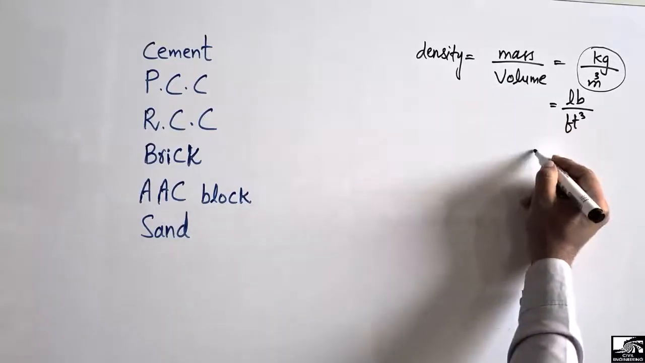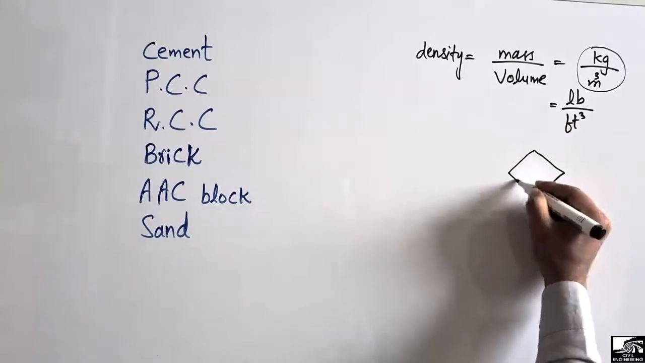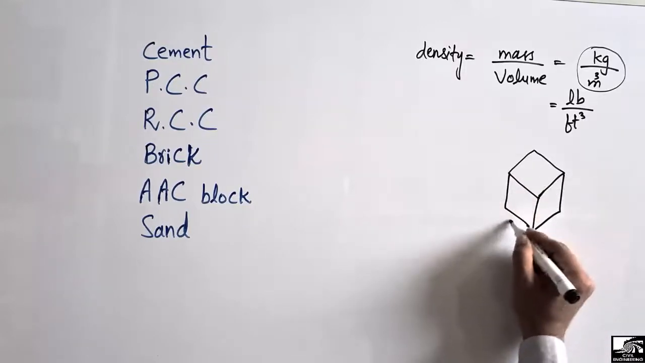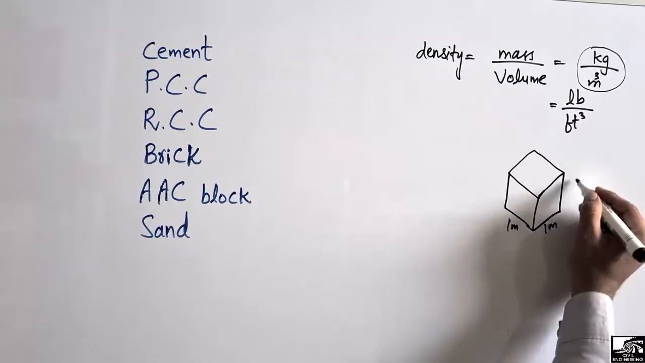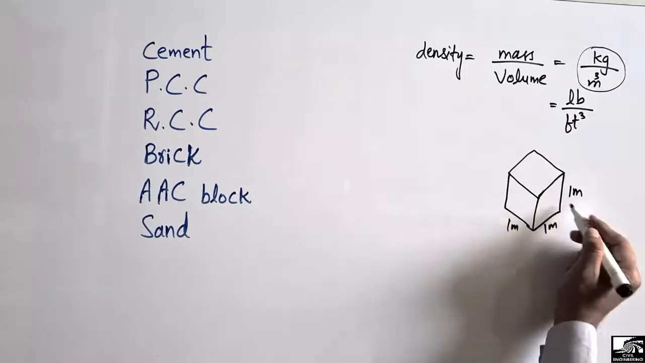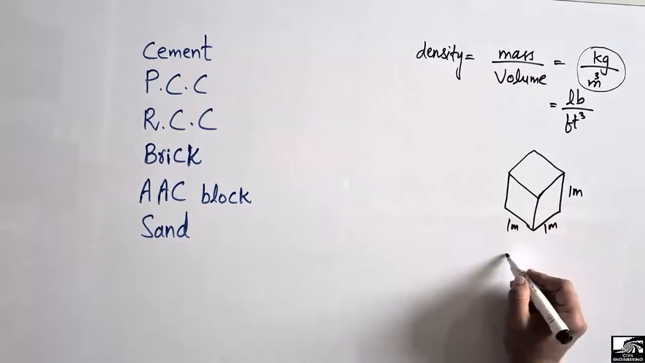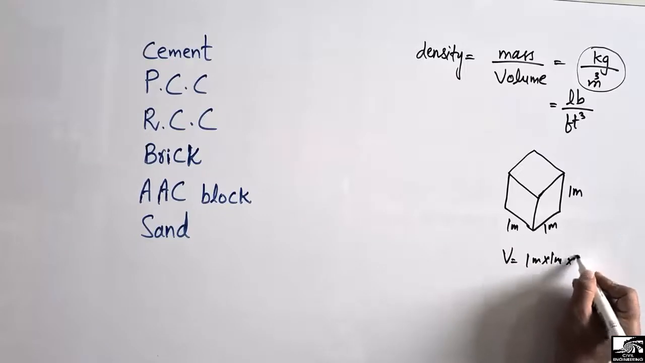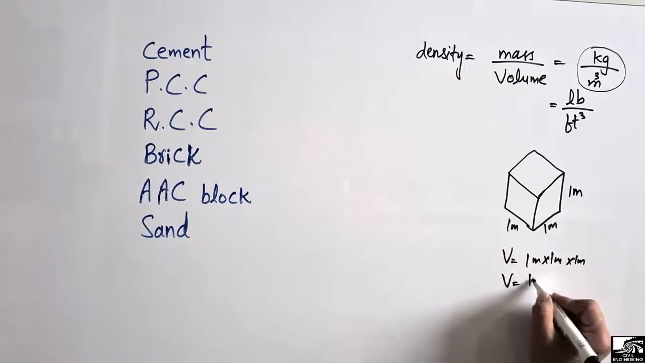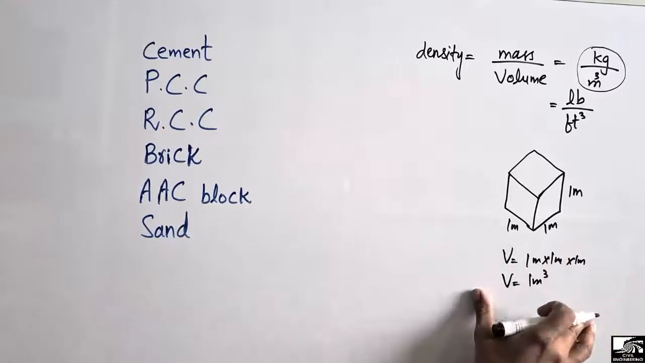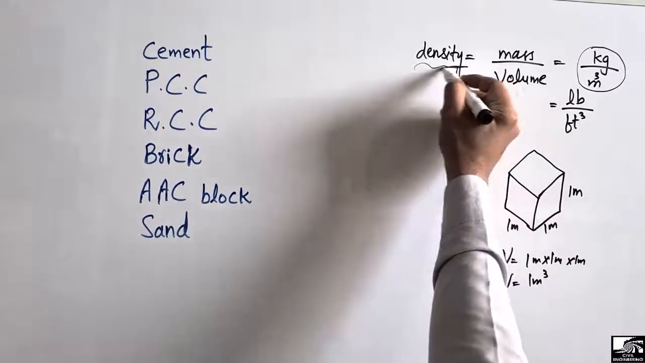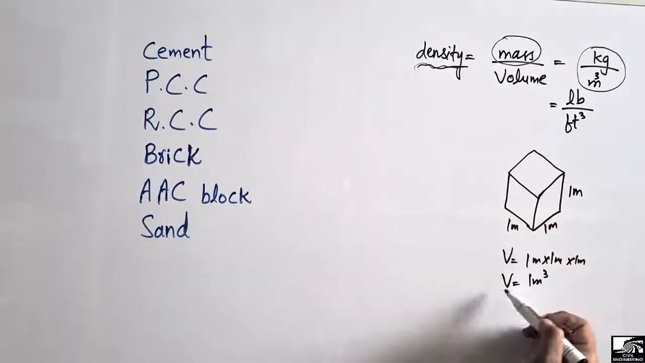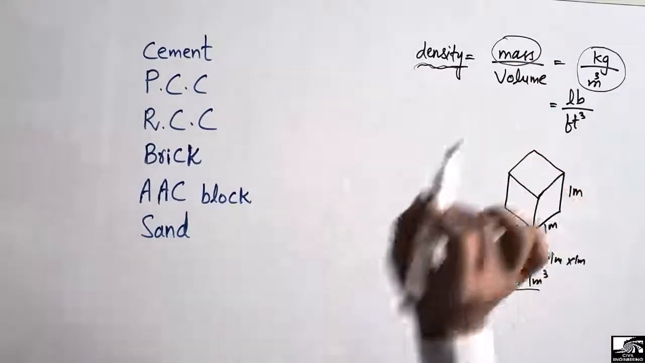It means if I consider any cube with a dimension of 1 meter, and the depth or thickness of this cube is also 1 meter, then the total volume of this cube is 1 meter into 1 meter into 1 meter, so the total volume is 1 cubic meter. Now density can be defined as the mass of a material present in 1 cubic meter volume, known as the density of the material.